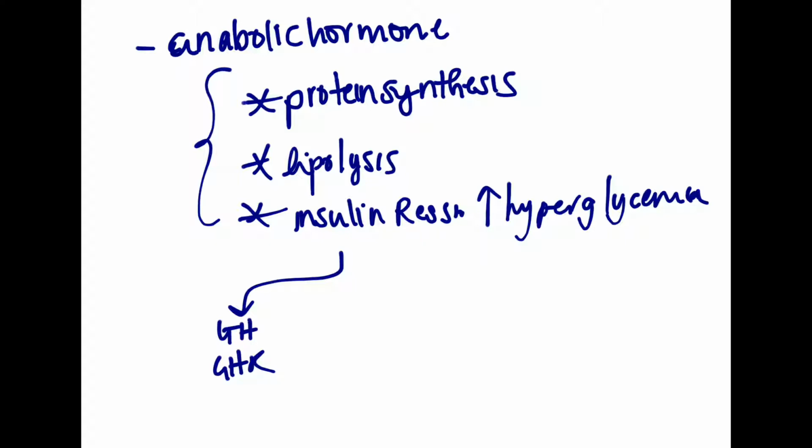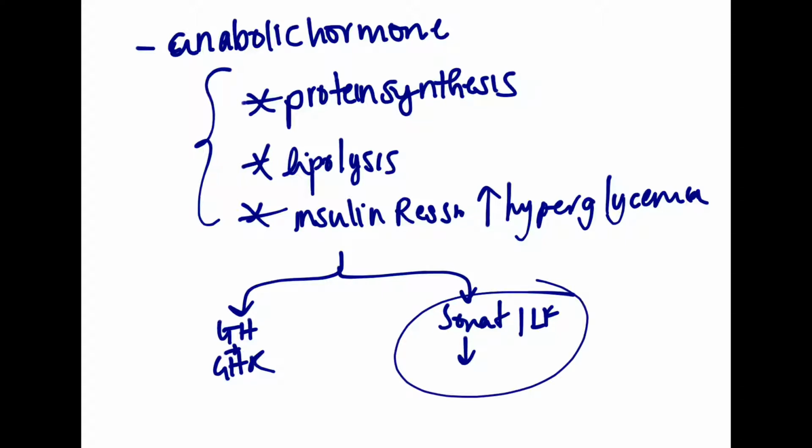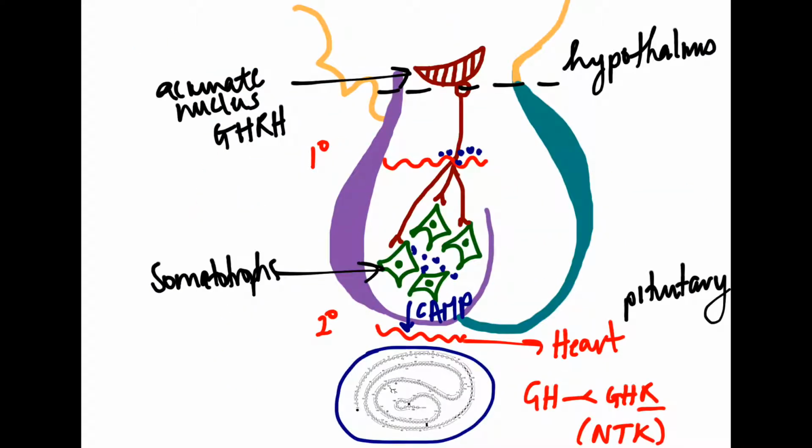So growth hormone itself binds to the growth hormone receptor, or it can change to somatomedins in the liver, or insulin-like growth factor, and bind to the somatomedin receptor. But the majority of growth hormone function is by somatomedins. Now we're going to talk about the hypothalamic-pituitary axis of growth hormone.